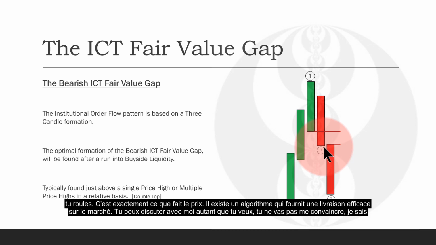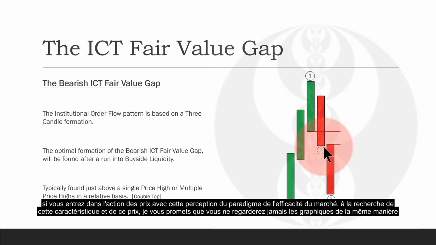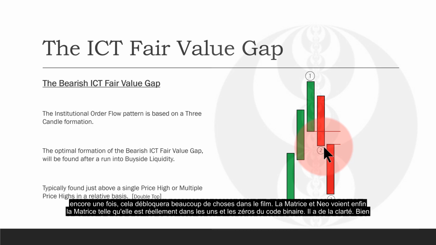That's exactly what price does. There's an algorithm that delivers efficient market delivery. You can argue with me all you want, you're not going to convince me. I know it. If you go into price action with that market efficiency paradigm perception, looking for this characteristic in price, I promise you, you will never look at charts the same way again. It'll unlock a lot of things.